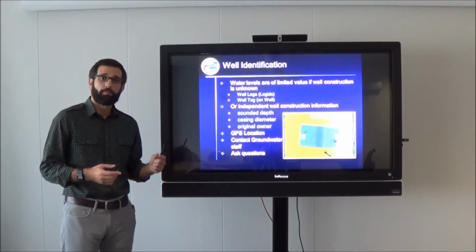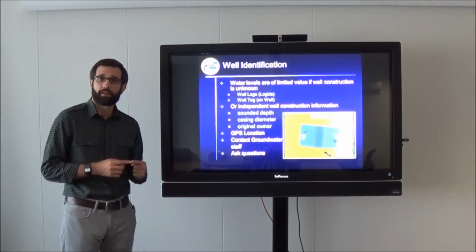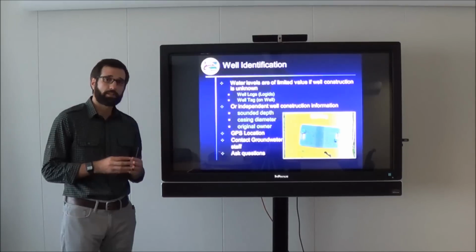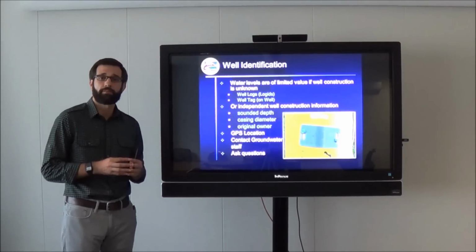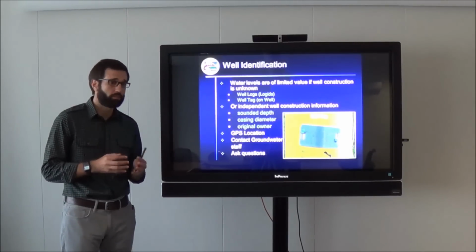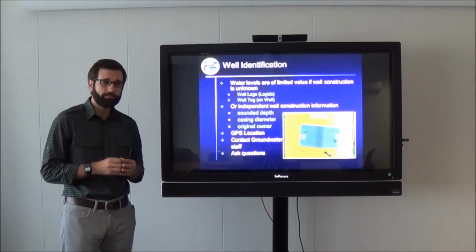So you can take both of those. Sometimes a well will have a tag and a log, and so life is easy there. We know which well we're talking about. In a lot of cases, wells do not have tags yet, and they only have logs, or in some other cases, wells do not have either.